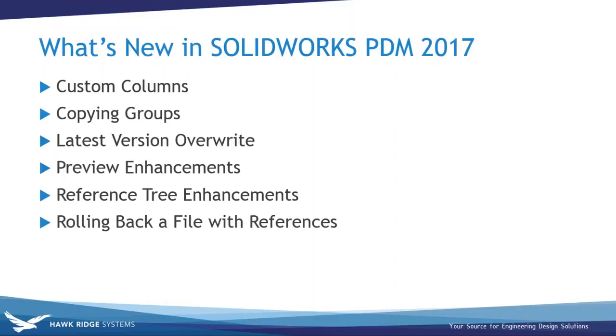Rolling back a file with references, so if you've ever rolled back a file with a bunch of references, you'll know that when you do the rollback, you roll back that file, but you will have to go back in and change the references later. This feature allows you to roll back a file and roll back its references and repoint the references as well, which is really useful. Searching for local files, this is for users that are working a lot in the work offline mode, and this allows you to find those files so that you can add them to the vault more easily.